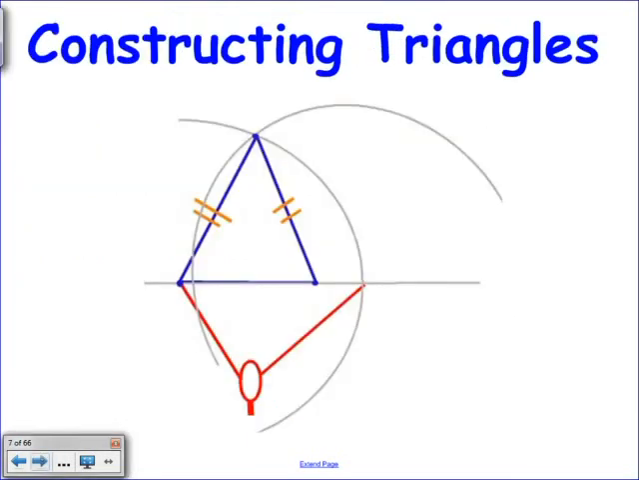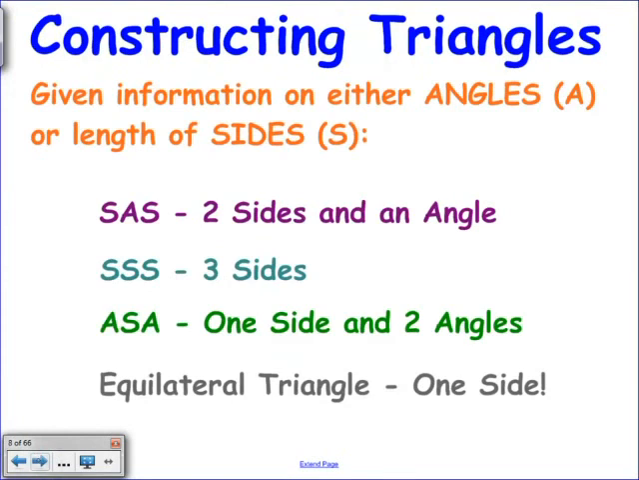So let's get constructing then. It's a real hands-on lesson for you today. We're going to start off by drawing triangles, because this is the thing that you've become most familiar with over the last few weeks, believe it or not. When they give you triangles to draw, they'll give you a certain amount of information. That information will involve either angles and or sides. They'll give you a combination of angles and sides and say draw a triangle using this information.